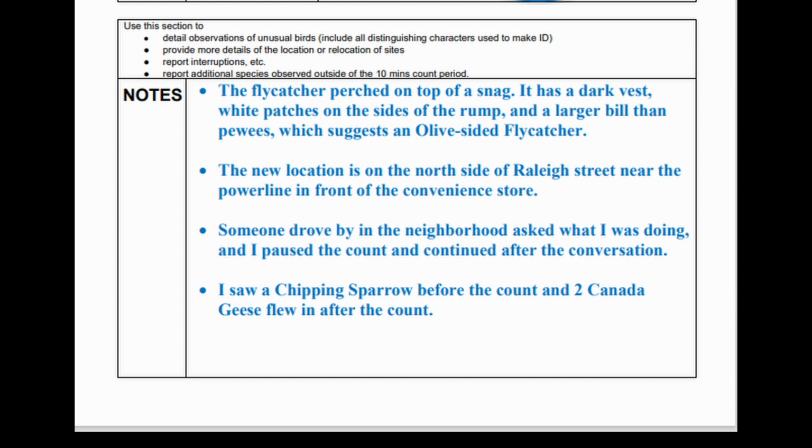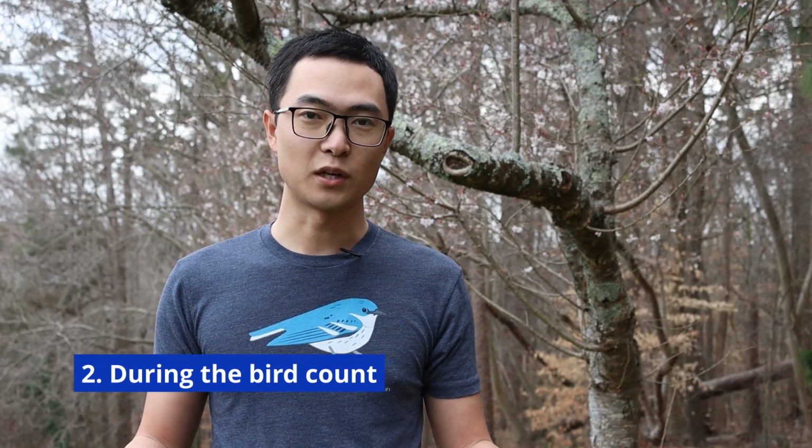You could write down some description of the new location if you move your site. You could report interruptions if someone asks you what you were doing. You can also report species you observed outside of the 10 minutes count period. Now you are ready to start your count.